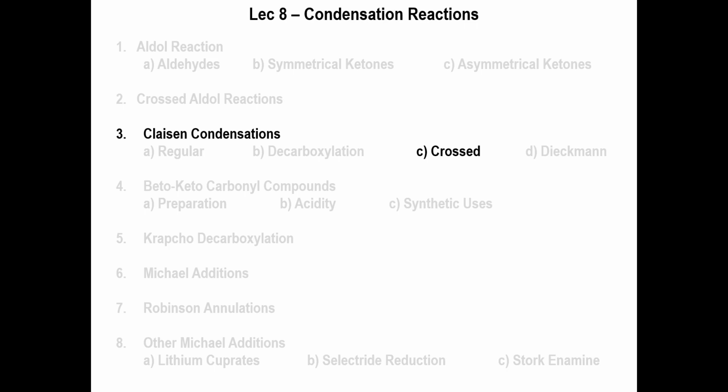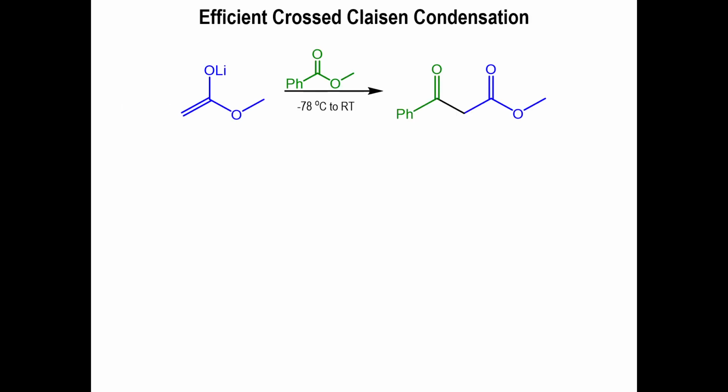Let's talk about the cross-Claisen condensations. Alright, so these reactions pretty much, just like cross-aldol reactions, are reactions between two different types of esters. And the best way to do this is to utilize an ester that doesn't have any alpha hydrogens as your electrophile, and have one that does have alpha hydrogens so that you can make your enolate.